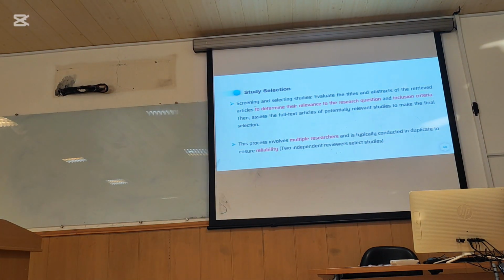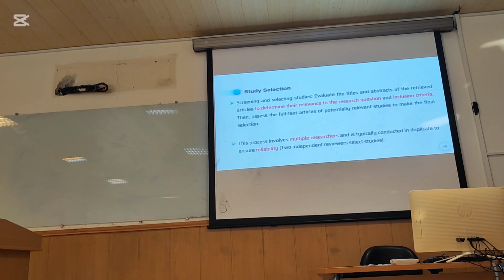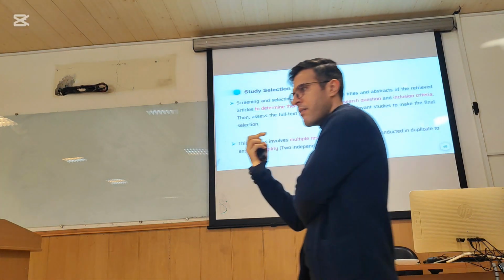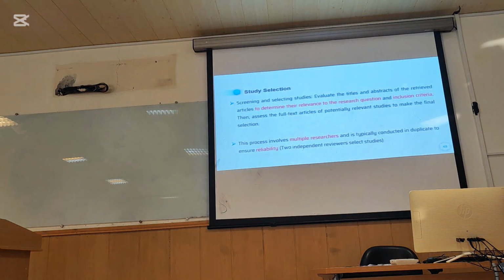Okay. After the search, we should select related studies, and it would be better to do these steps by two independent experts or multiple researchers. For example, when we want to select related articles or documents, it would be better if this process is done by two independent experts, because this kind of approach can increase the reliability or validity of your process.